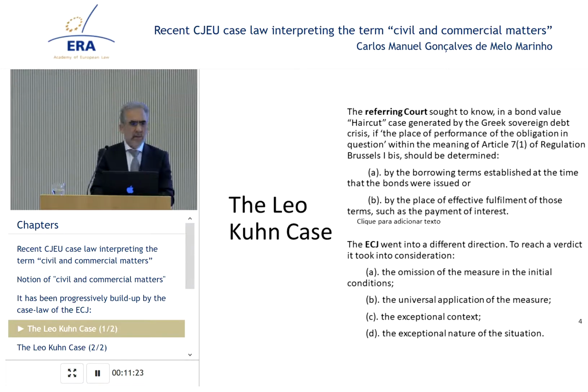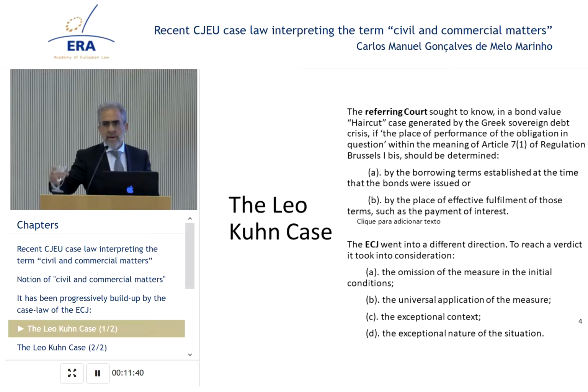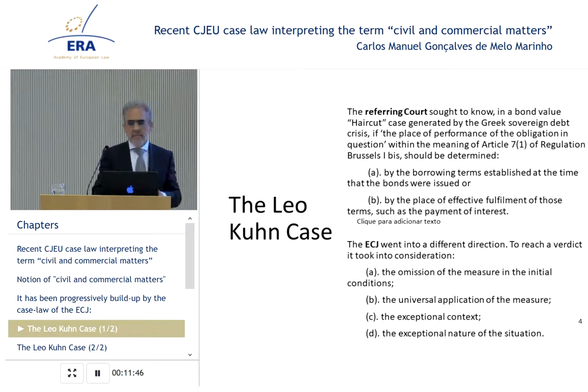In Vanenbroek, the main idea was to appeal to the manifest non-civil and commercial character. So the two clues that the court had to make an approach. And what did the court do to reach its verdict? Well, it considered a group of arguments, and the first one was that it took into consideration the omission of the measure in the initial conditions, taking from this that probably this is not a contractual question because this measure was not in the contract.